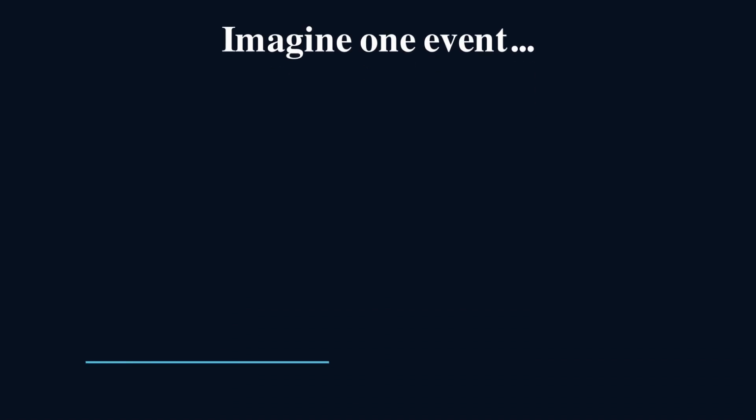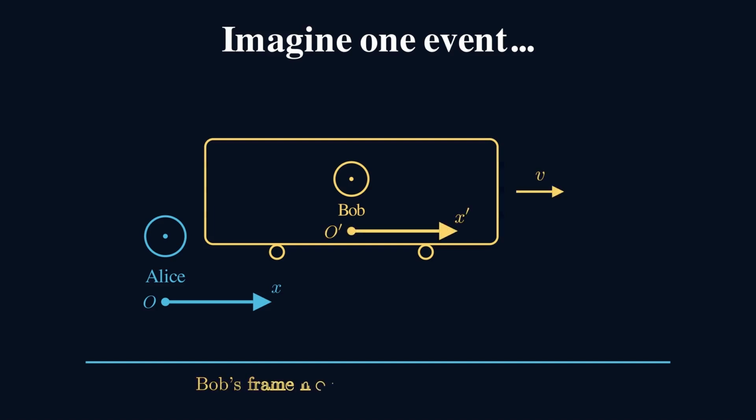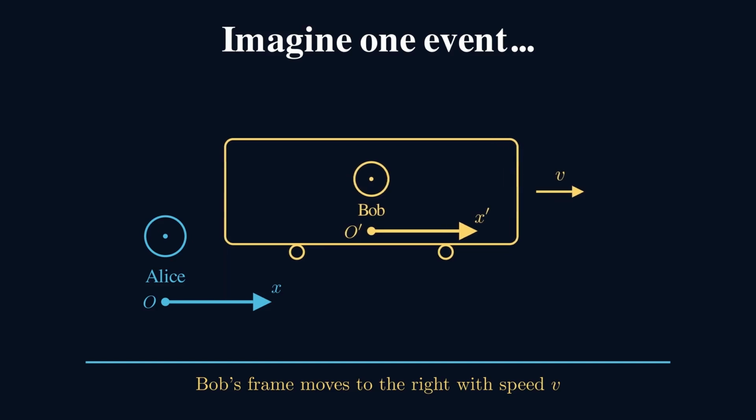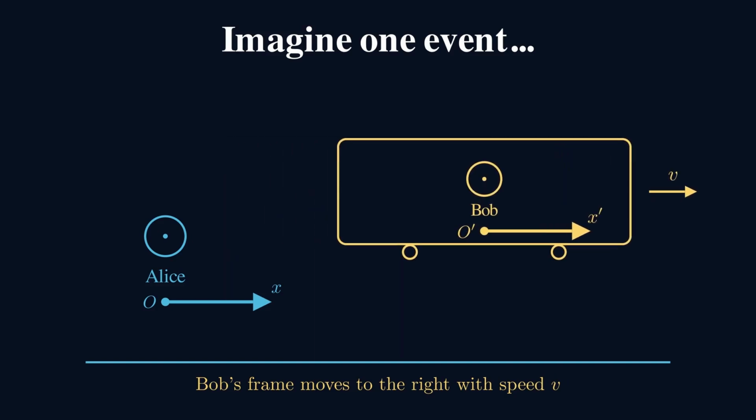So let's imagine two observers. Both of them will observe the same event. So let's call them Alice and Bob. Alice is standing at a platform while Bob is inside a moving train, and it's moving with velocity v. So let's say that at some point and some time, an event happens. Let's say a flash of lightning.